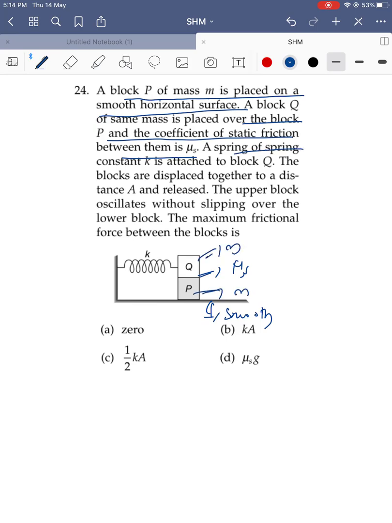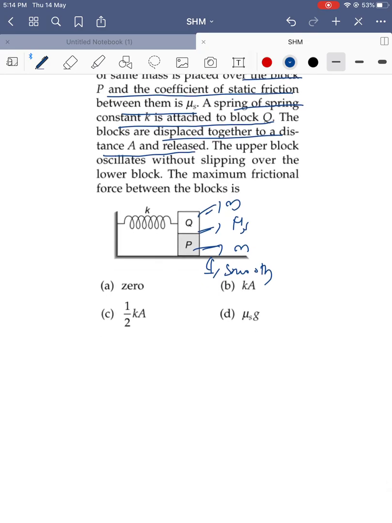A spring of spring constant K is attached to the block Q. The blocks are displaced together by a distance A and released. And the upper block oscillates without slipping over the lower block. They are not slipping. So what is the force that is given on the upper block?